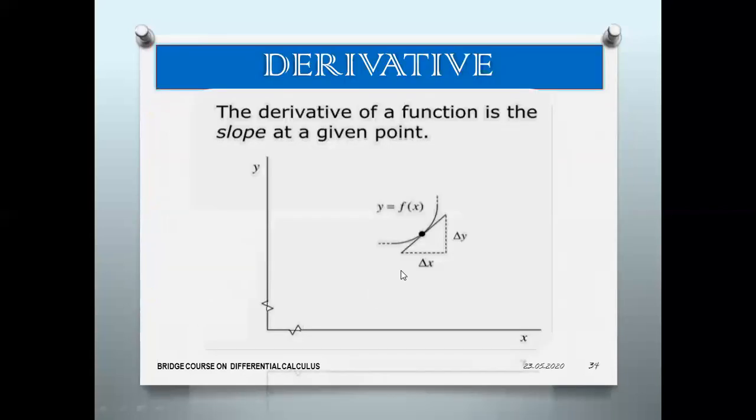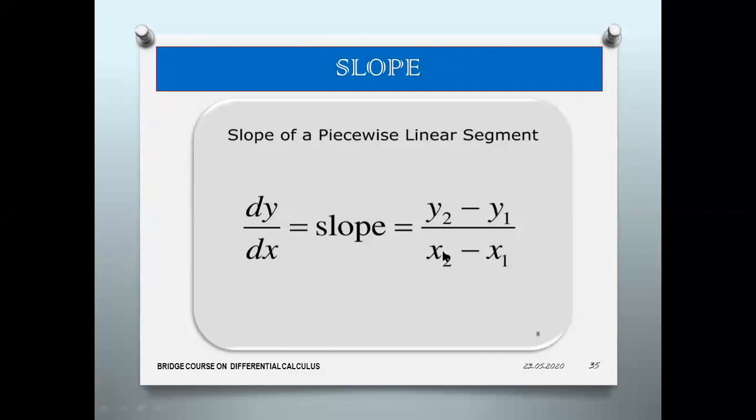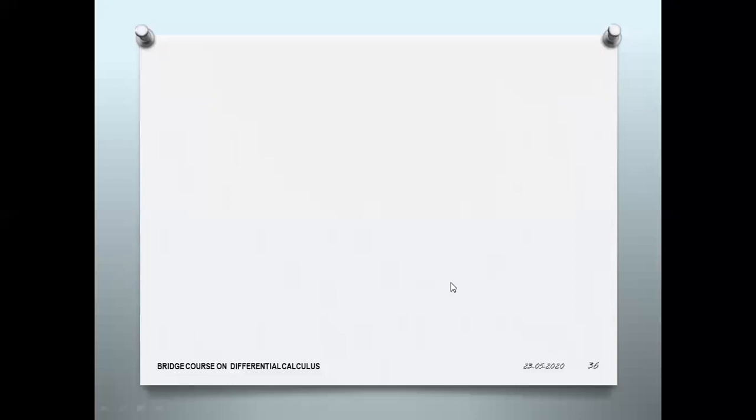Now, next. The derivative of a function is the slope at a given point. Graphically you can view this: at the point you find delta x and delta y, the small change in x and the small change in y. This is the slope formula you would have studied: dy by dx equals slope, that is, y2 minus y1 by x2 minus x1, given any two points. The ratio of the differences between these two points is called the slope.